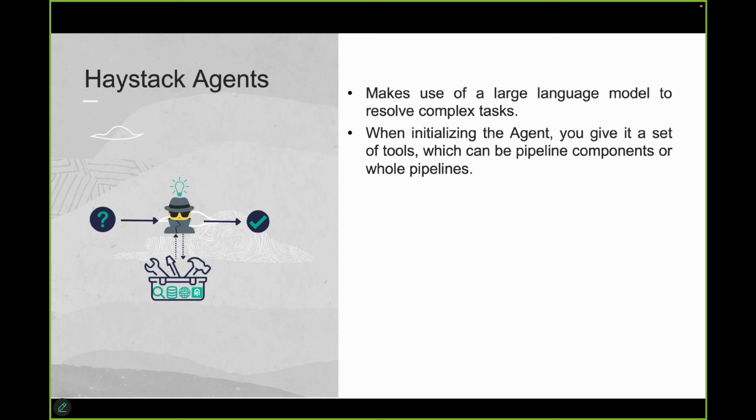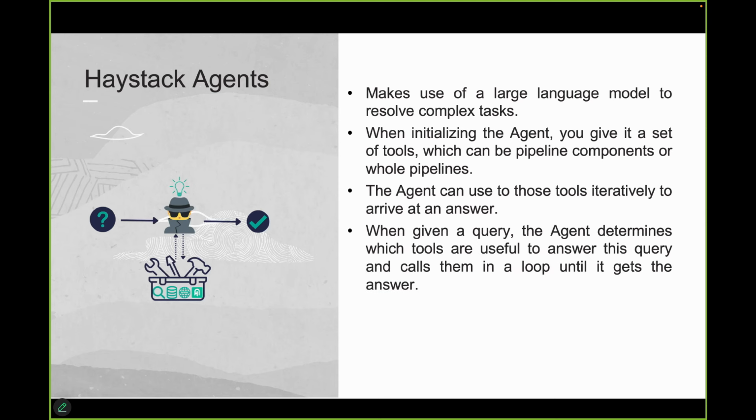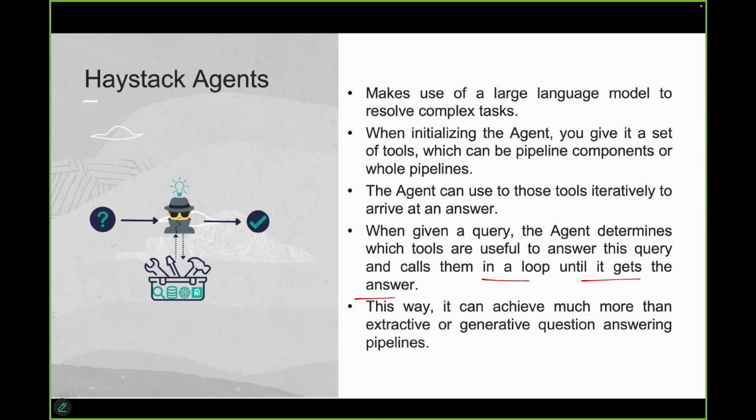When initializing an agent, you give it a set of tools, which can be pipeline components or whole pipelines. The agent can use those tools iteratively to arrive at an answer. When given a query, the agent determines which tools are useful to answer this query and then calls them in a loop until it gets the answer. This way, it can achieve much more than extractive or generative question answering pipelines.